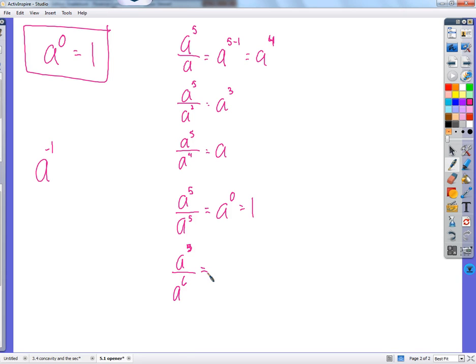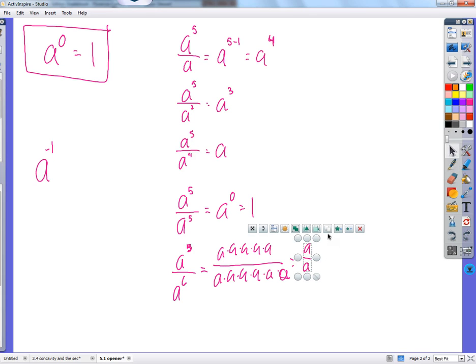Well, first let's just write it out. So that's a times a times a times a times a over a times a times a times a times a times a. Times a. I'm going to take the time to write this out, but as we're talking about it, it's going to take a second. Oh, no, it could actually take less time.